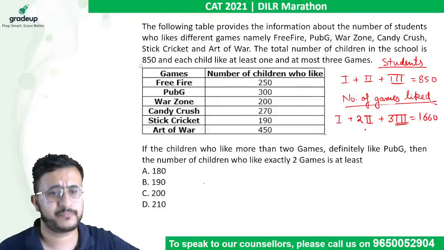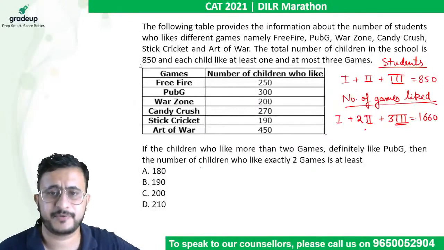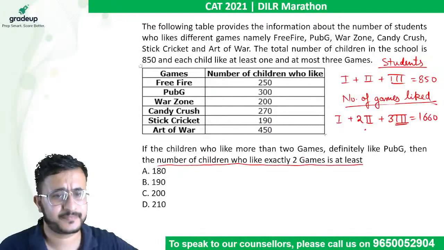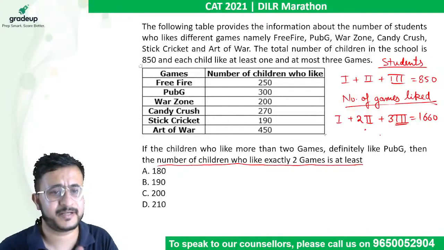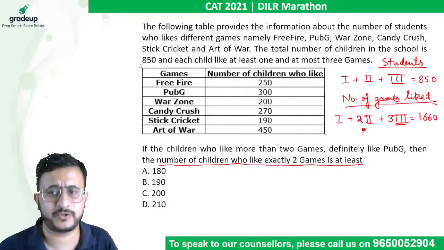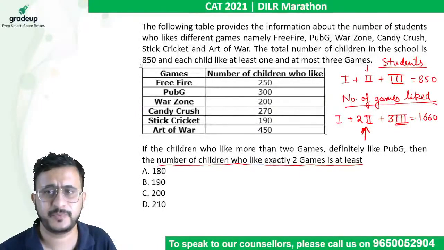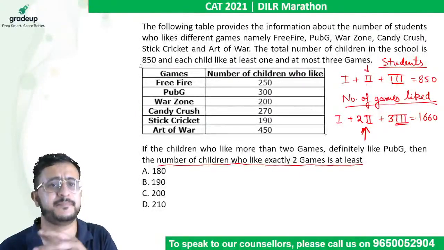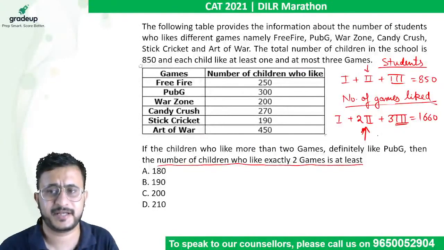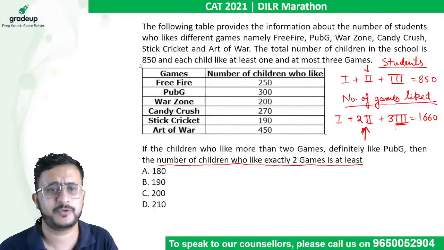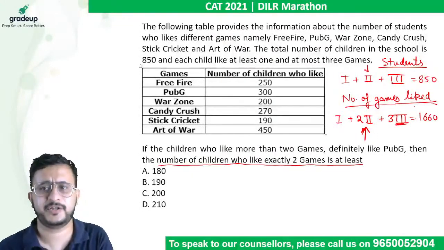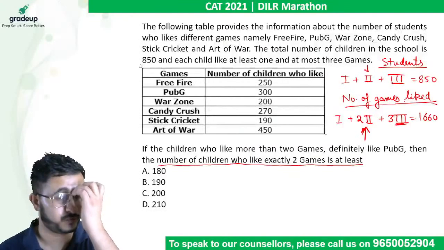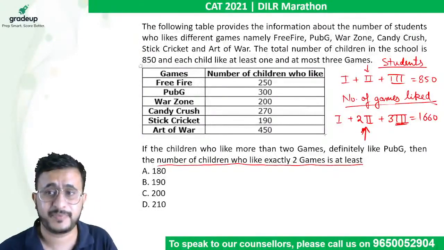what will you do? If you have to find the minimum value, it is saying the number of children who like exactly 2 games is at least. So you have to minimize this number. You have to minimize the number of people who like 2 games, isn't it? If you minimize one number, what will you do? You will maximize the other thing, right? So we will maximize the number of people who like 3 games. Is it clear? Because we are concerned only with 2 and 3 games, right? So we will try to maximize this.